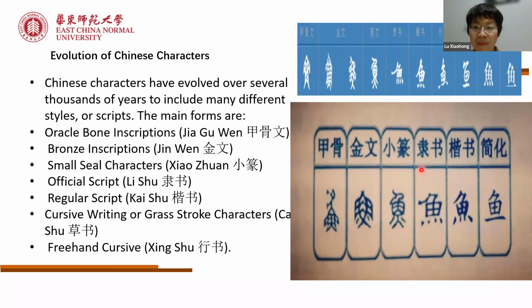Then we come to official script. Because these words were too complicated to write, it was changed into this much simpler way. And then regular script, which is how we write today in our textbooks and daily life. We use this fish, the simplified Chinese character. These are also commonly used, while these are no longer used. But we can see how these words evolved.